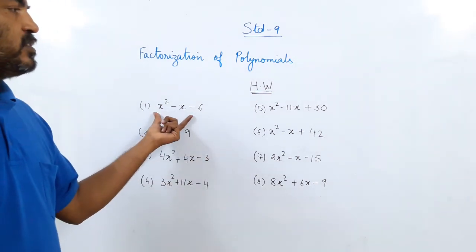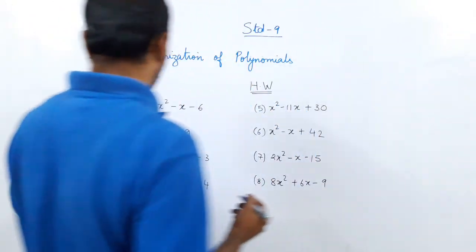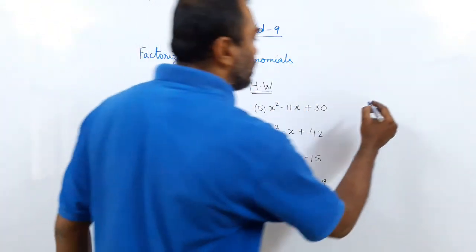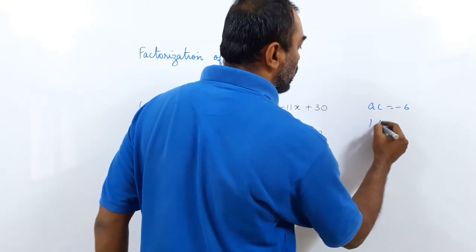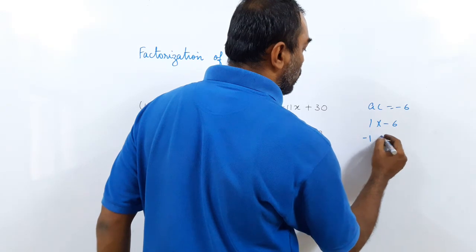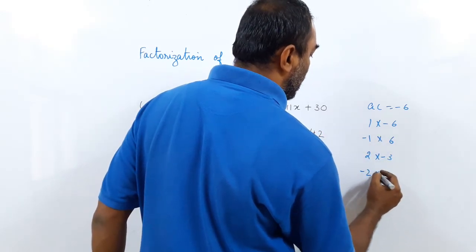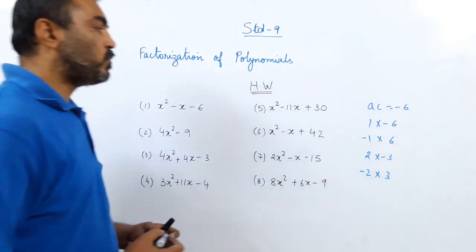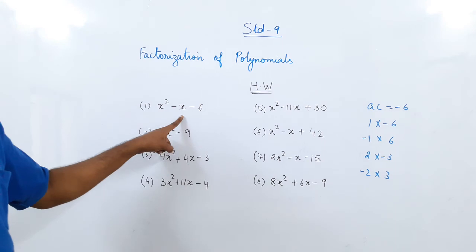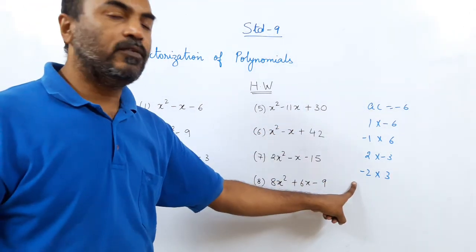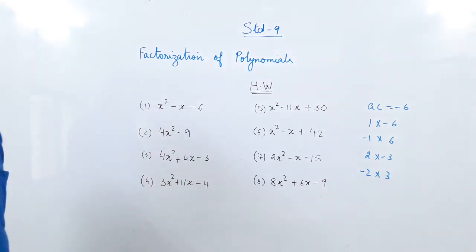Now because it is minus 6, it can be written in 2 ways. I will do this first for you in 2 ways. A is 1, C is minus 6. So AC is minus 6. Now minus 6 you can write 1 into minus 6 or minus 1 into 6, 2 into minus 3 or minus 2 into 3. Now you add them up. And on adding them you should get minus 1. So which out of these 4 on adding gives you minus 1? Those you take, split the middle term and keep it here, and factorize this.